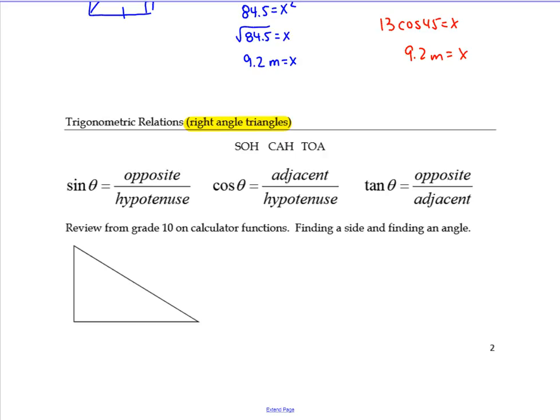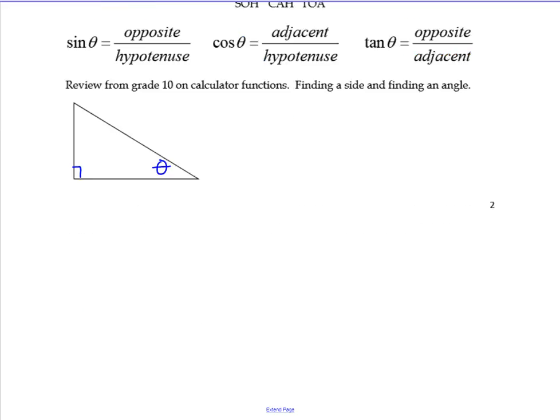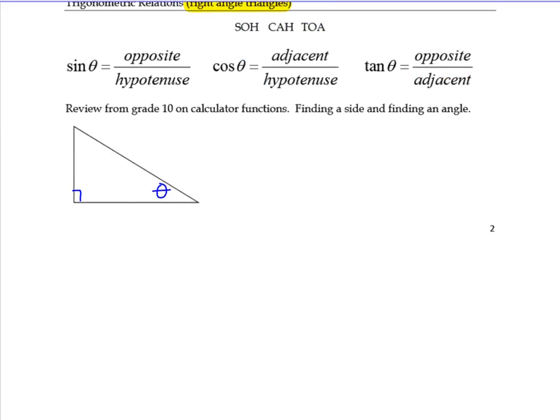So SOHCAHTOA, you have to know how to label a triangle. It's only, again, for right triangles. Hypotenuse is opposite of what? The hypotenuse. Opposite of the right angle. Because that's the largest angle, right? 90 degrees is the largest angle, so the largest side is opposite the largest angle. What would we call this side over here?